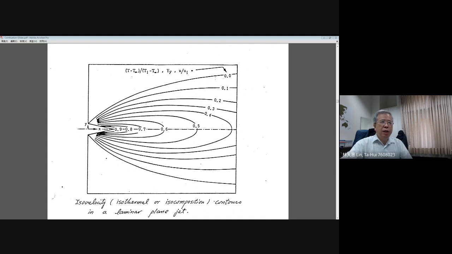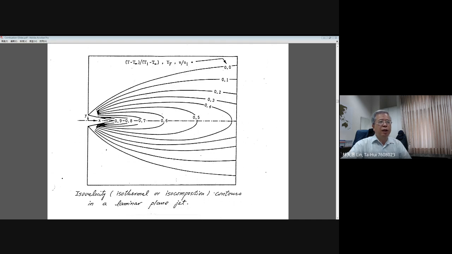What is the meaning of zero? Zero means the boundary between this jet and the outer surroundings. Okay, and we call these the so-called iso-lines, including the iso-velocity line, iso-thermal line, and the iso-composition contour, okay, in a laminar planar jet. Based on these iso-lines, we can have some idea to identify the position of your diffusion flame.